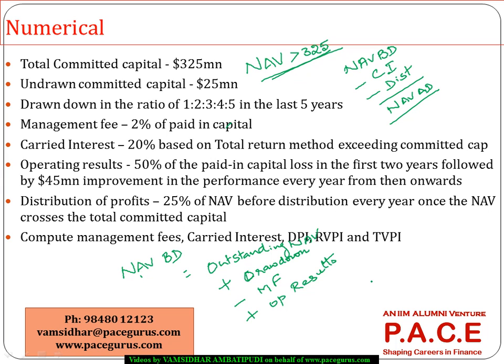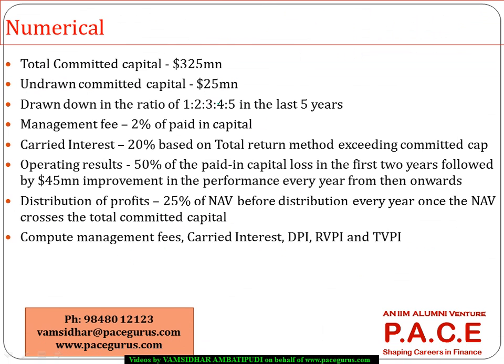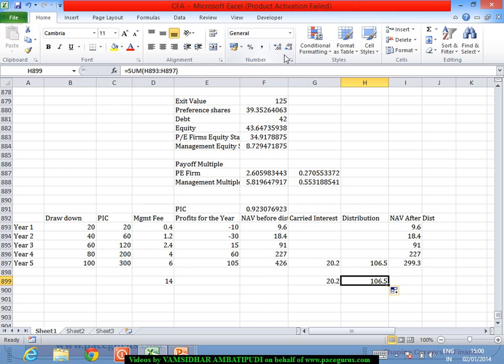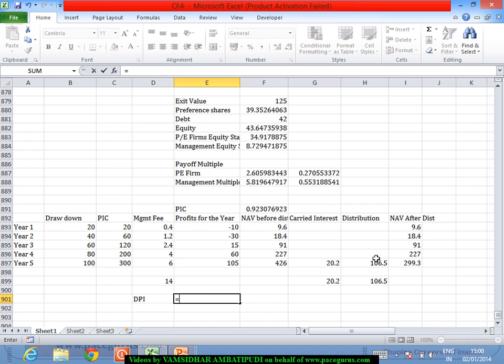And when I want DPI, which is distributed to paid in capital, what is the distributed amount? 106.5, right? So I can calculate all those ratios. So DPI, which is 106.5, that is the total amount that has been distributed till date, divided by the total original invested, which is the paid in capital. So almost 35.5% of the capital has already been refunded back as a part of the distribution.